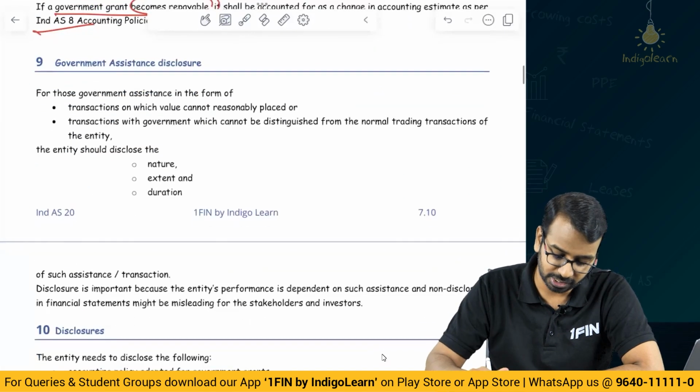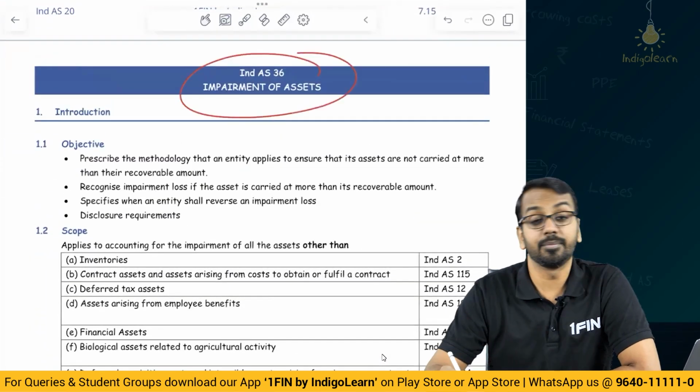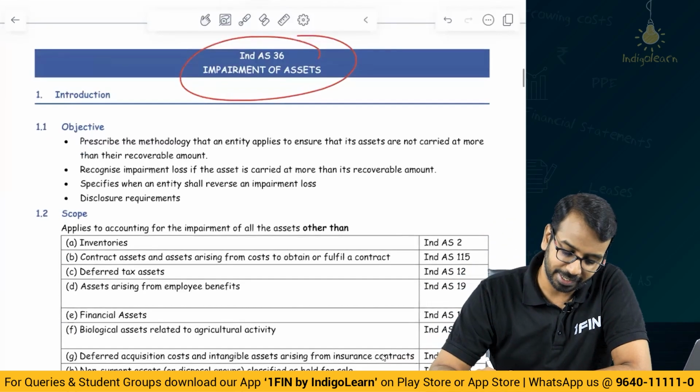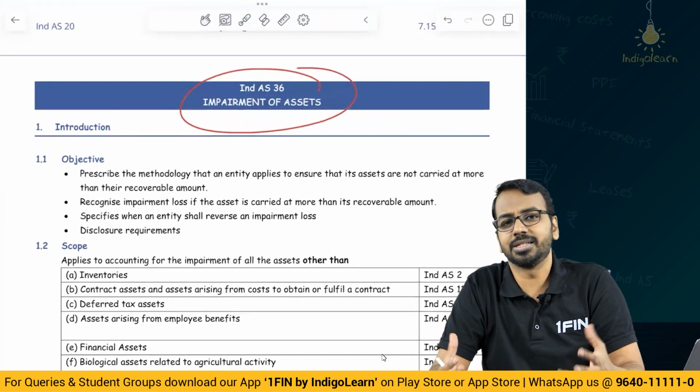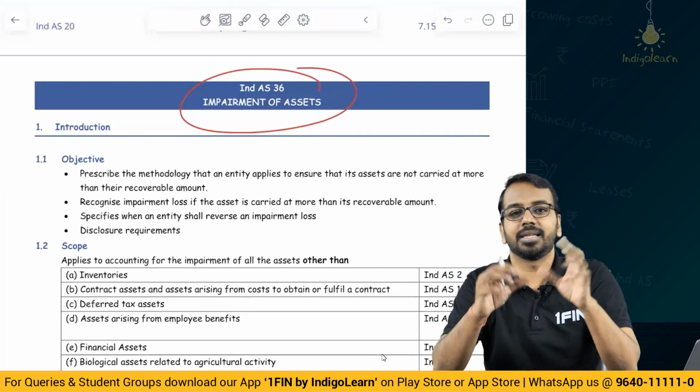Okay, disclosures you can quickly go through. Then comes IndAS 36, very important because of computations also involved in the particular standard, right? Now what is impairment? Impairment basically means there is a loss. Okay, I have an asset, I don't expect that I will recover the value of that asset, and hence there is an impairment.